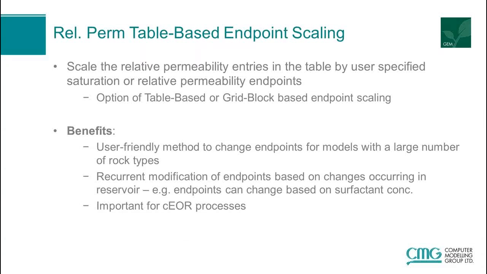We also have relative permeability table-based endpoint scaling. What this allows us to do is now have a second option for altering the relative permeabilities on a per block basis. Previously, we could go into each individual grid block and set up our own endpoint scaling based on rock type or whatever else. This allows us to actually put in a table that can have a couple different dependencies on it. For example, if you have a chemical EOR type process, you might need to have endpoints that change based on the surfactant concentration. You can now put in a recurrent modification of the table based on that.